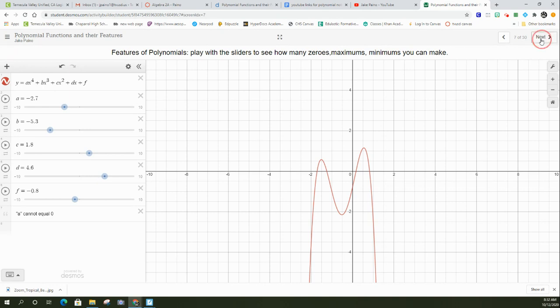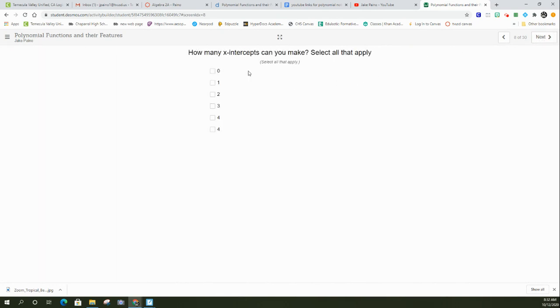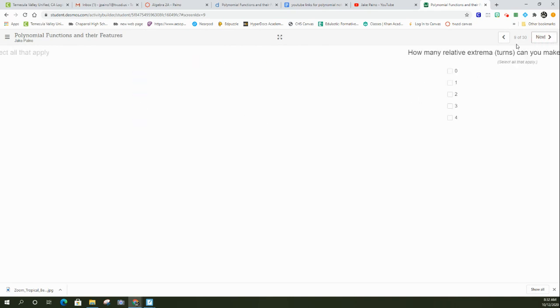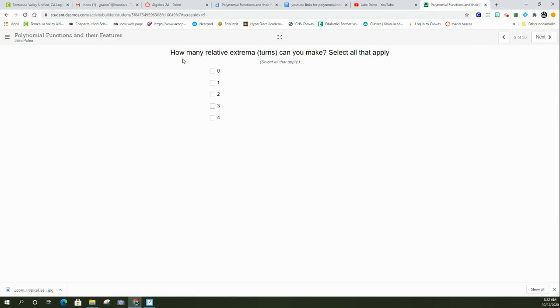All right, so we should be able to answer this question here. Again, how many x-intercepts? I can make 0, right? I can make 1, I can make 2, I can make 3, okay, and the most, I got 4 on there twice, so I've got to fix that for you guys. And I could have 4. Okay, how many extrema? Again, since my end behaviors are the same, I have to have an odd number of extrema. I could have 1 turn, okay, or 3 turns, and that's it.